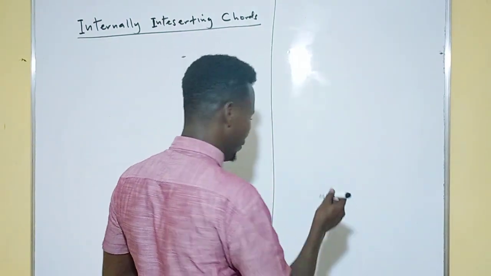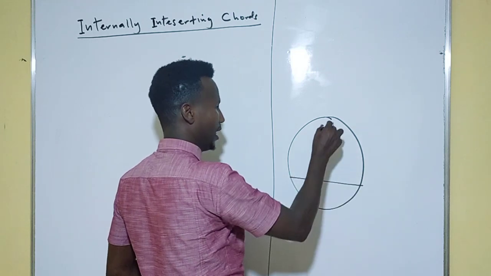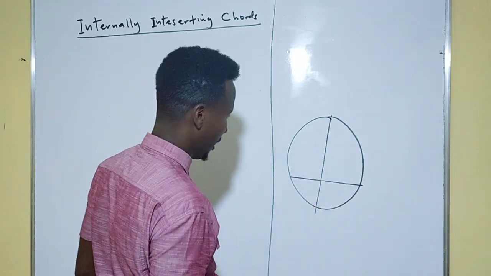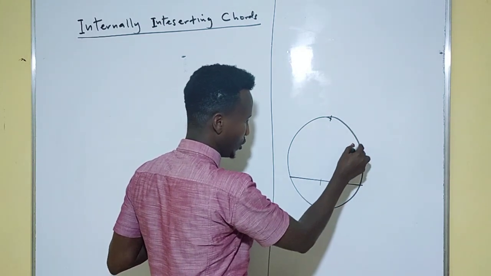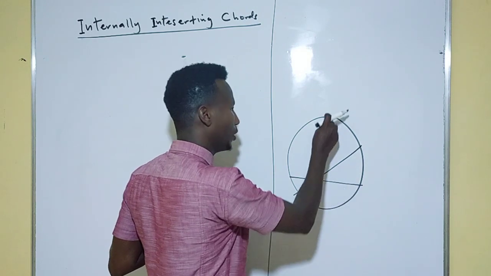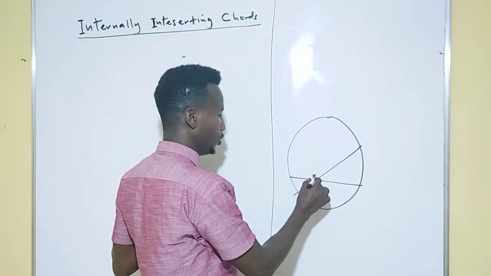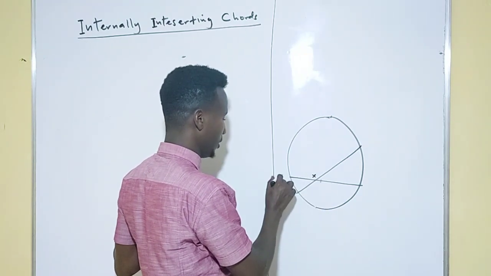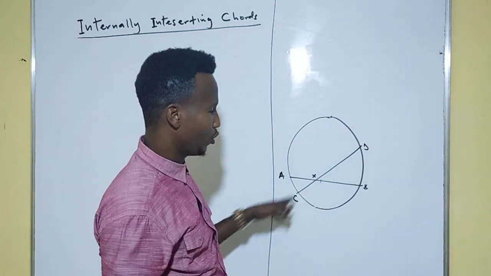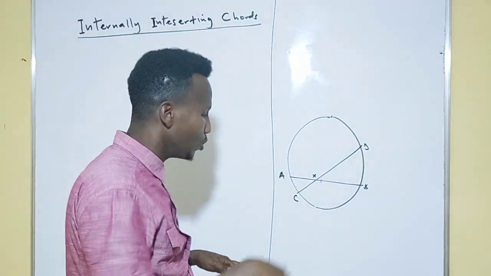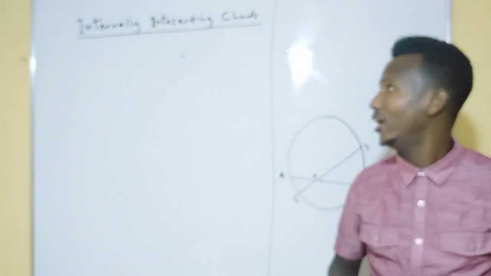Sometimes you can be given a circle of this kind. Let's say there's a chord passing here, and another one is also passing here. We don't want the line to pass through the center because that will be a diameter, so take care. Let's say this is the point of intersection, and we have A, B, C, D. These kinds of chords that intersect inside, or within the circumference of the circle, are what we normally call internally intersecting chords. Just understand that.